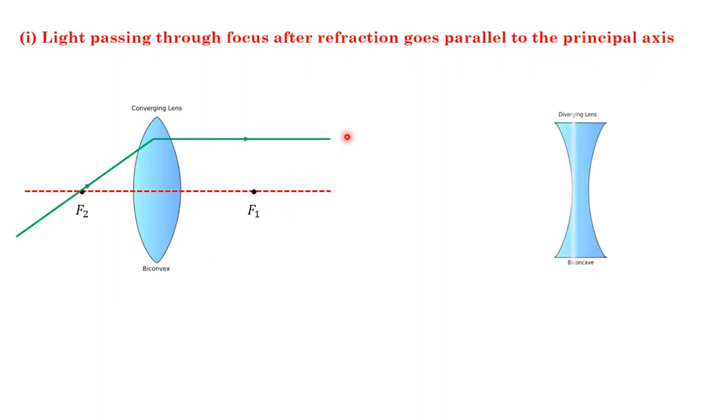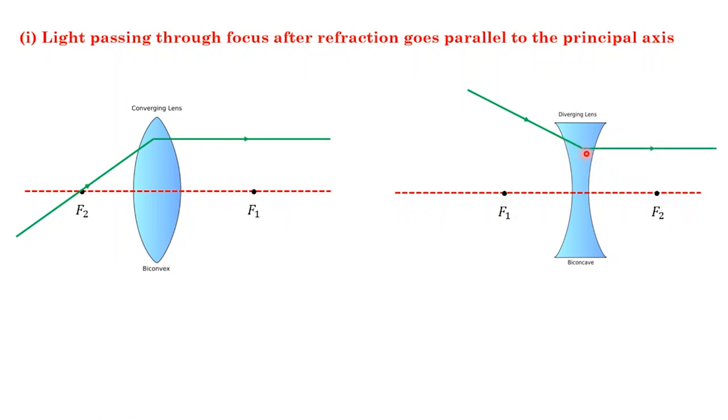Same case, suppose we have a concave lens, this is the principal axis, this is f1. In this case, light is falling towards f2, meaning it appears that this light ray is falling on f2, but after refraction it goes parallel to the principal axis. So when light is incident on the principal focus or secondary focus, after refraction it goes parallel to the principal axis.